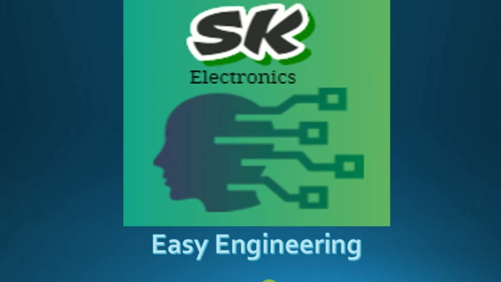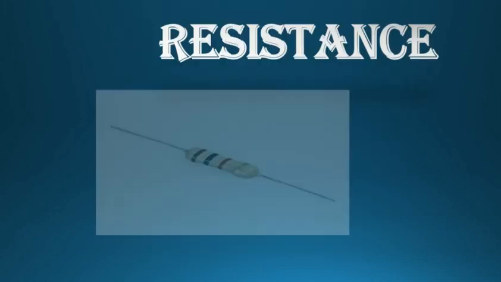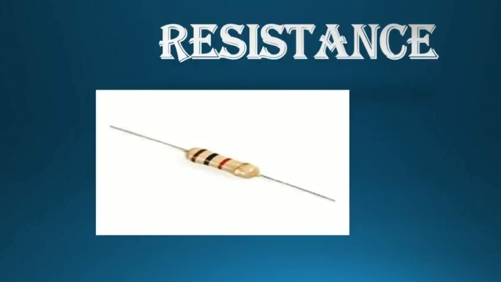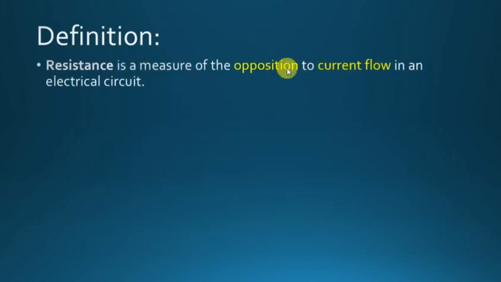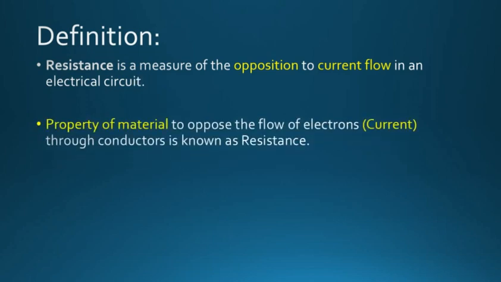Today's lecture is on the topic resistance. The literal meaning of resistance is an act or instance of resisting, meaning the capacity to resist something. Let's see the definition. Resistance is a measure of the opposition to current flow in an electric circuit. The second definition says the property of a material to oppose the flow of electrons through conductors is known as resistance.